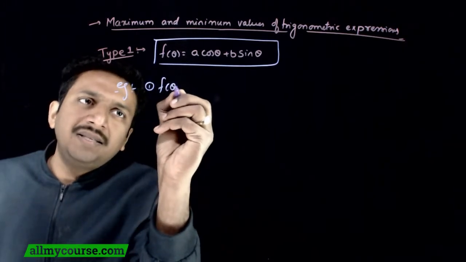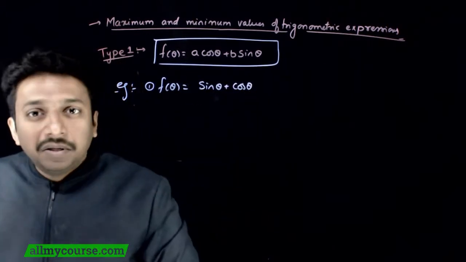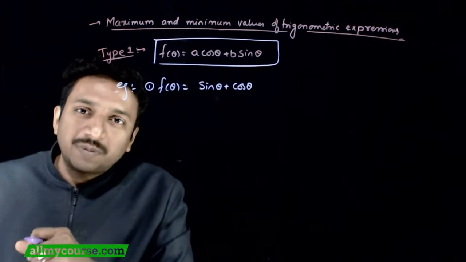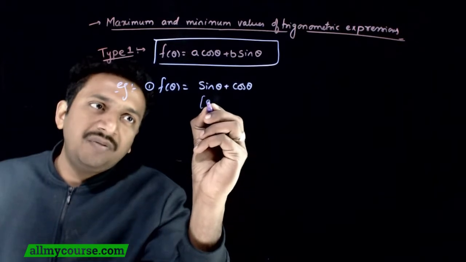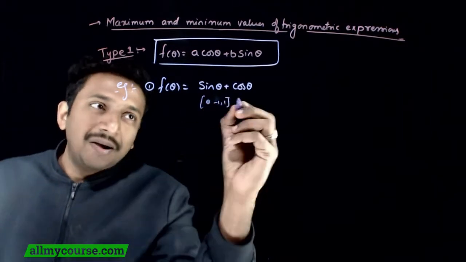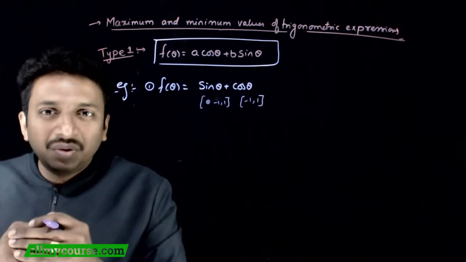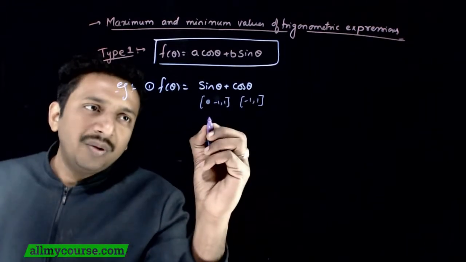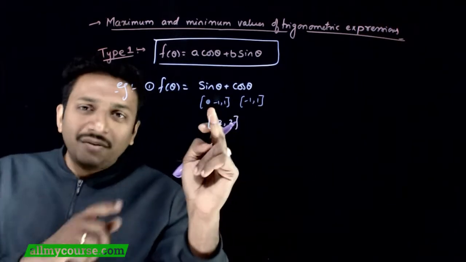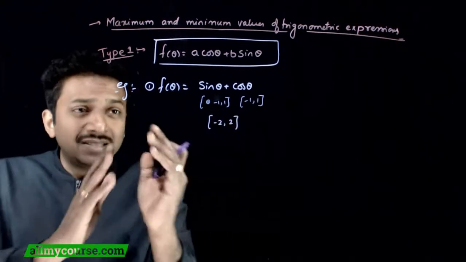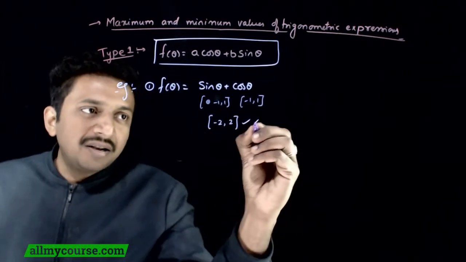Let f of theta be equal to sin theta plus cos theta. You're asked to find the maximum and minimum value of this expression. What you tend to do again is, sin theta lies between -1 and +1, and cos theta also lies between -1 and +1. So if you add these two functions, you might say that the range is -2 to +2, because when this is -1 and this is -1, you get the sum as -2, and when this is 1 and this is 1, you get the sum as +2. You mark this answer and you get it wrong.